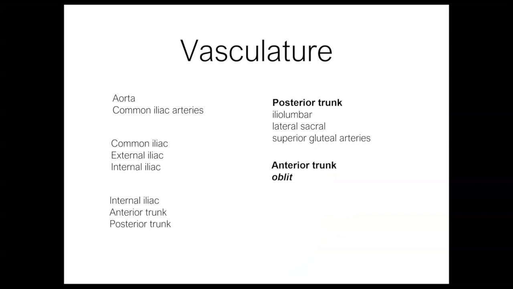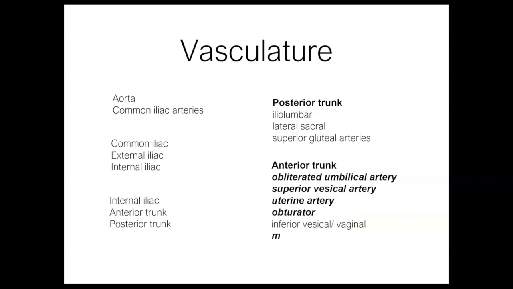And the anterior trunk is probably the most important structure that we see during laparoscopic surgery. The obliterated umbilical artery is something that we always see, we always try to identify, because that will bring you to the superior vesical and the uterine artery. So this is a very good anatomy to learn.